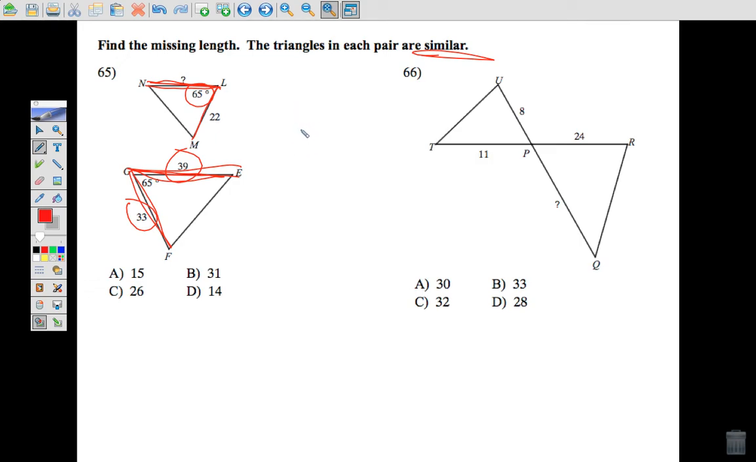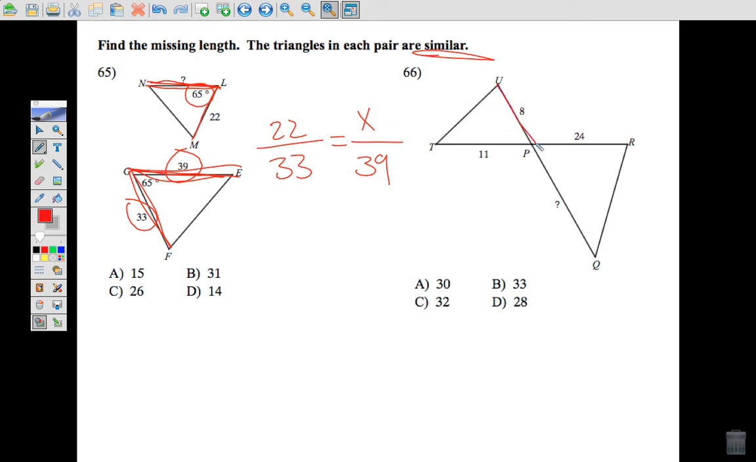It'll be pretty obvious on the test. So the 22 goes with the 33, and the x goes with the 39. And then you cross multiply and solve. If you set it up incorrectly and you get an answer that's not here, maybe try it another way. The person I was helping in class did the 22 with the 39, which at first glance is what I thought it was too, but the answer wasn't there, so we just tried again.